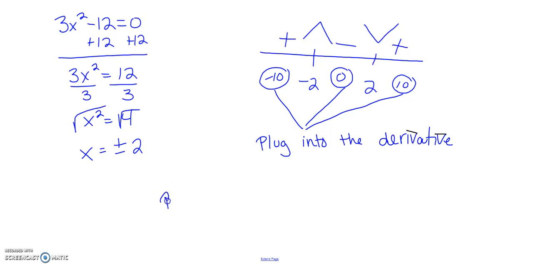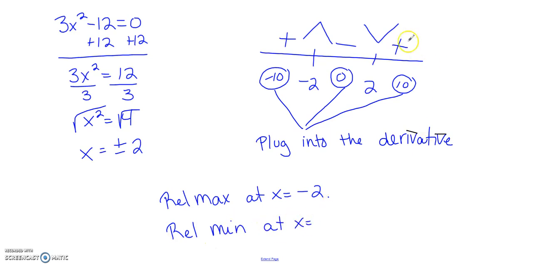We're going to have a relative or local max at x equals, and notice here looks like a mountain, so we're going to have it at -2. And then we're going to have a relative minimum at x equals, and notice how this looks like a little valley, it's a low point, so at x equals 2. This is how you find relative max and min when we don't have an interval.